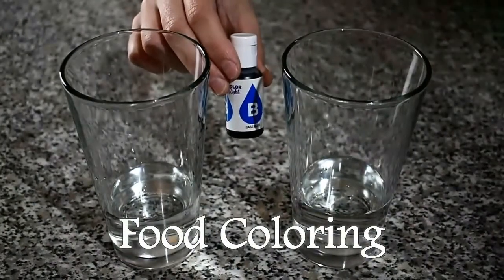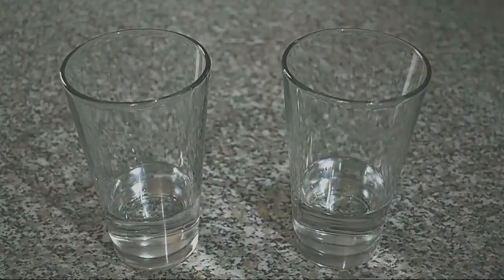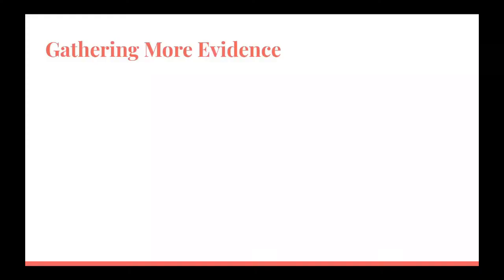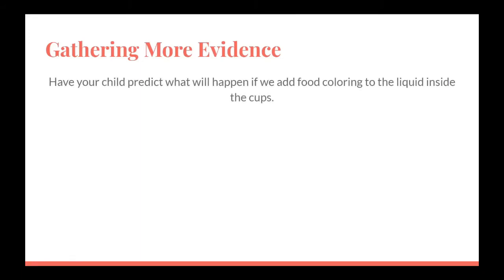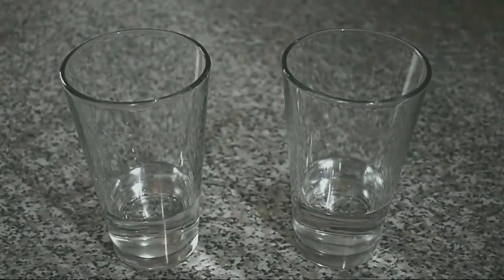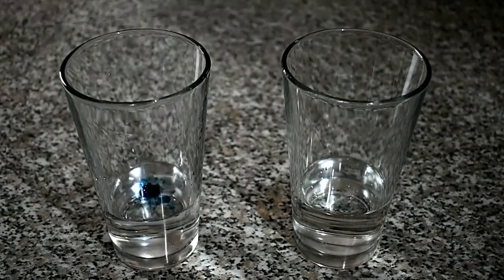We're going to add blue food coloring to the liquid. Pause the video and have your child predict what will happen based on their claim. My claim is that the liquid in both cups is water. Therefore, I think the food coloring will mix and make the liquid blue. Watch the food coloring being mixed in and have your child make observations.